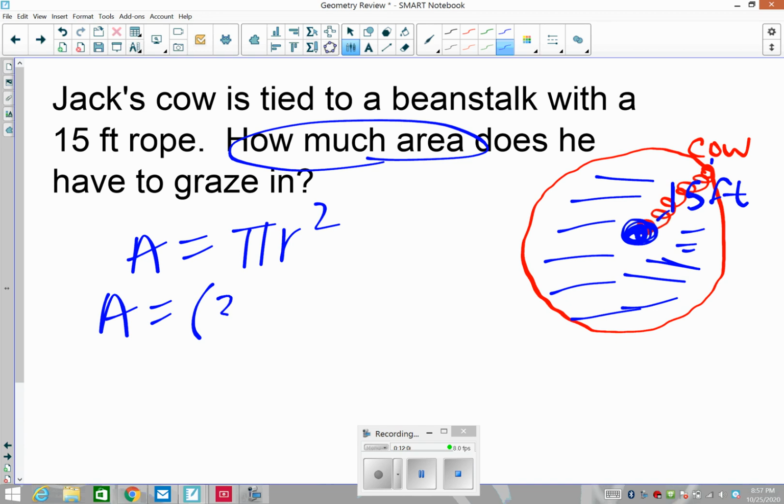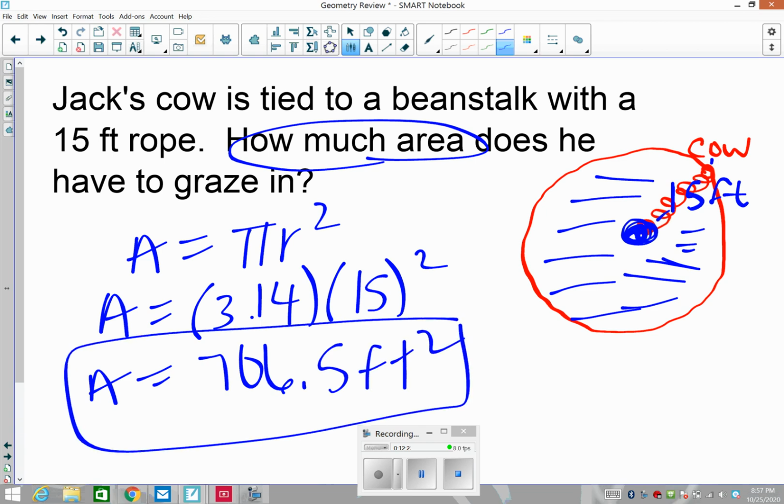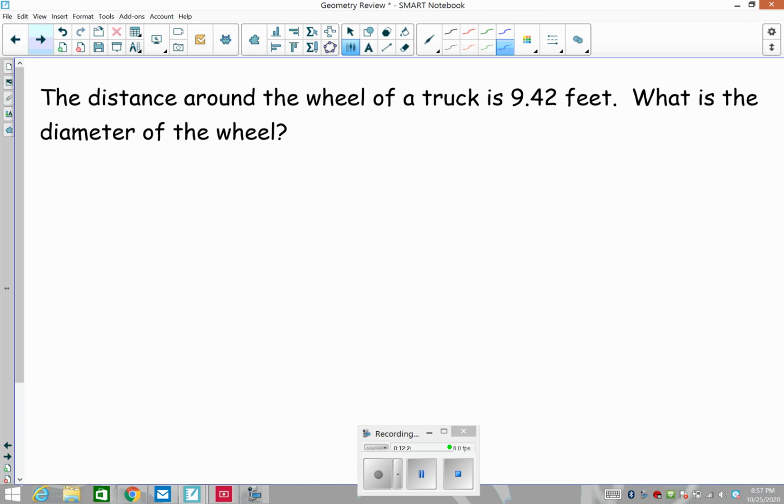That's 3.14 times 15 squared. So the area of that region would be 706.5 feet squared, which is the total area that the cow can graze in. So these are just word problems related to geometry. That's the learning target we're doing right now.